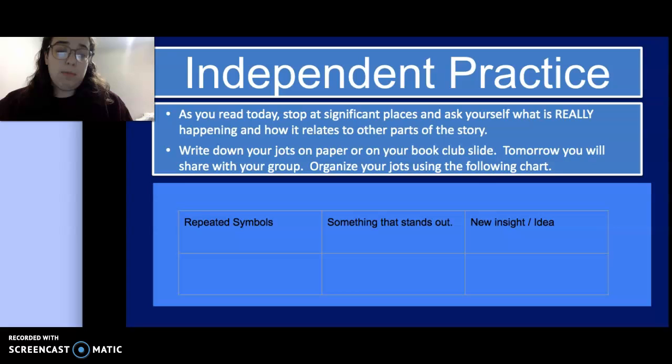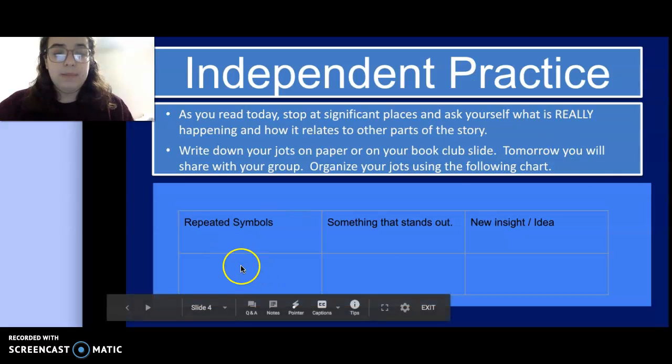You're going to think about some repeated symbols, so some objects, people, or things that you see come up often so far. Then something that stands out, at least one scene that you think was important, and a new insight, a new idea you have about your story. After reading a little bit, what new idea do you have? You're going to write these down in the chart right here, here, and here.